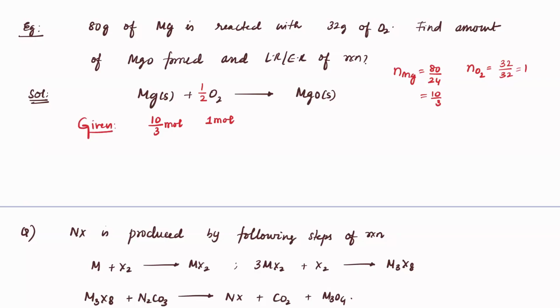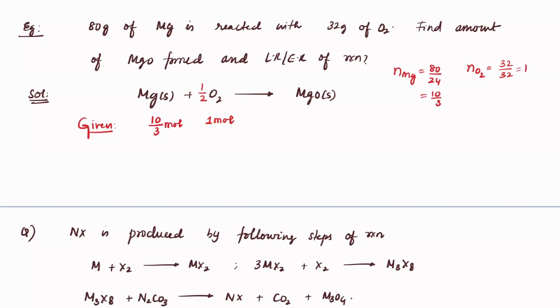Now, what is expected? If I have 1 mole of magnesium, half a mole of oxygen is required. But what if I have 10 by 3 moles? For 10 by 3 moles, how much is expected here? So 10 by 3 multiplied by half, which makes it 10 by 6, or simply 5 by 3. So I'm expecting 5 by 3 moles. 5 by 3 moles is greater than 1 mole, which means I have been given less oxygen than what is ideally required.